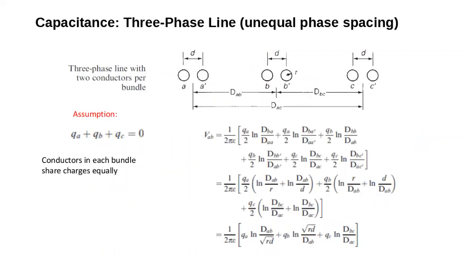Okay, so we do transposition. Here, what we do is also similar to what we discussed in inductance, when we calculate the inductance. What is the difference here? The difference here is R. We use R as the geometric mean radius.